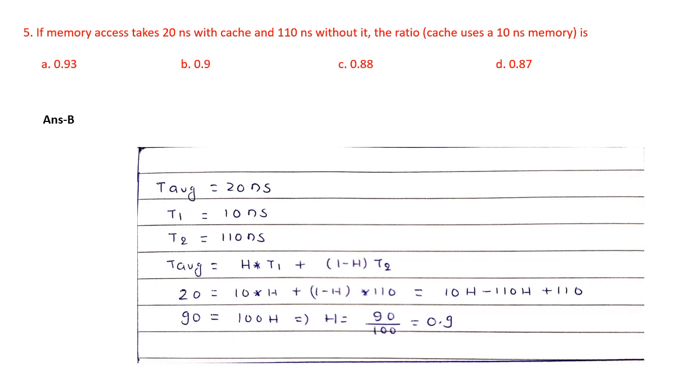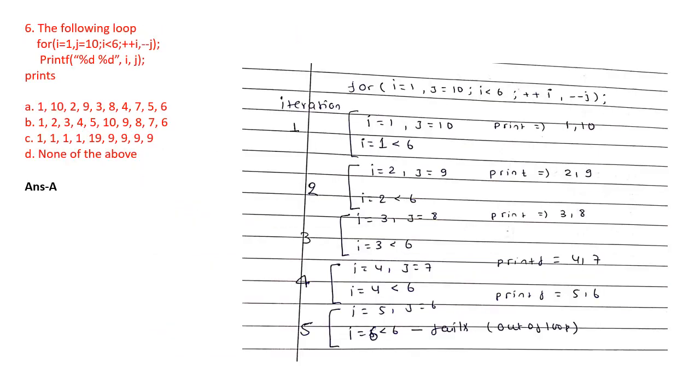Now move to the next question. This is an interesting question about C programming. One for loop is given, and we know that in a for loop three sections are there. The first section is used to initialize the variable, the second section is used to check the condition, and the third is to increment or decrement the variable.